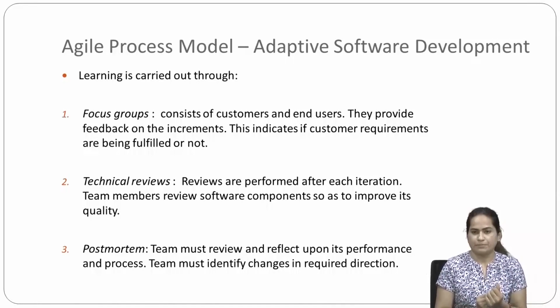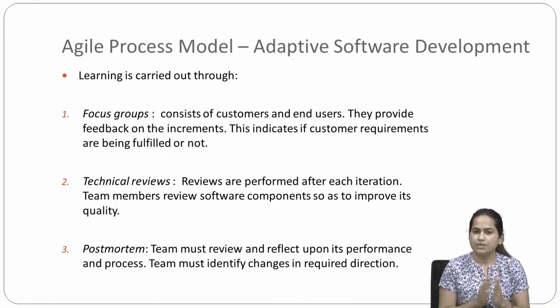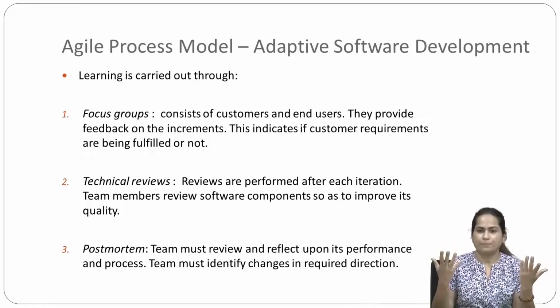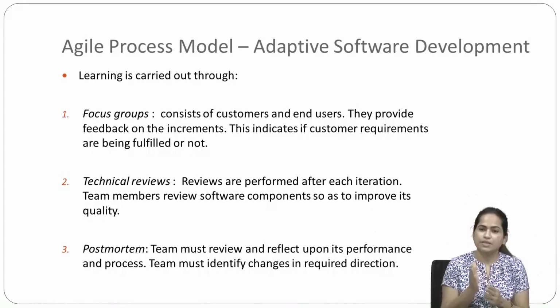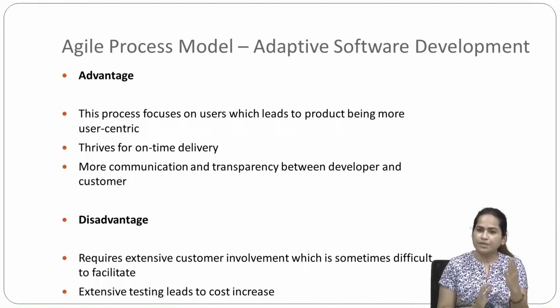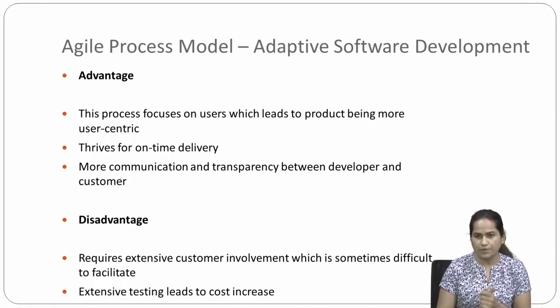Then the third one is post-mortem. The team must review and reflect upon its performance and process. The team must identify changes in the required direction. In this stage, what are they actually doing? They are analyzing themselves. Whatever task team members are doing, they analyze whether they are doing it in the right direction. If they need to change direction, then in which direction they should go, or what changes they require in the existing direction. So this is what we have in carrying out the learning stage.